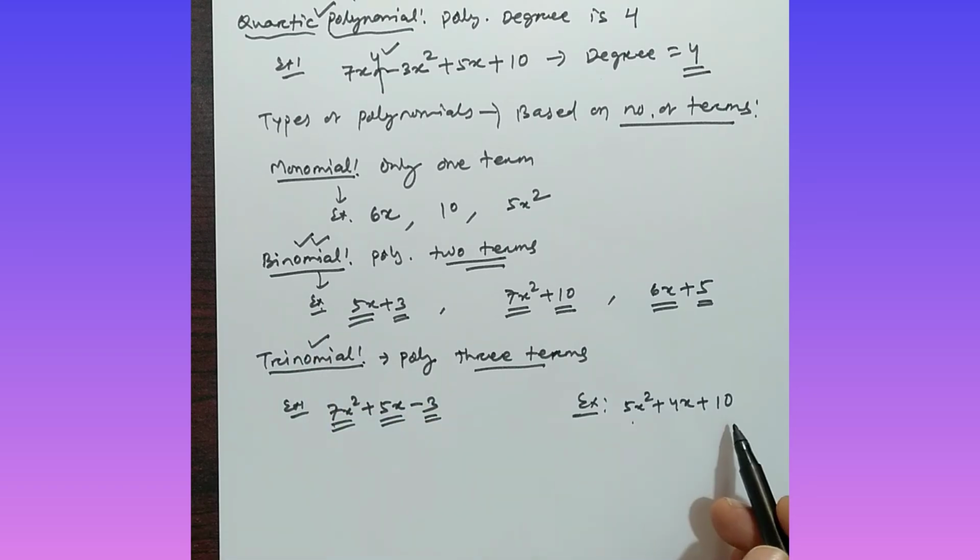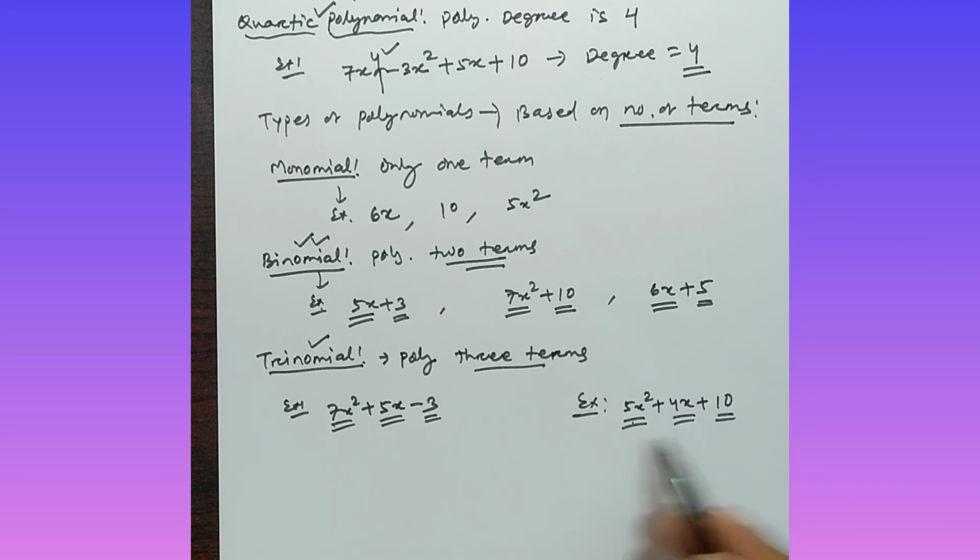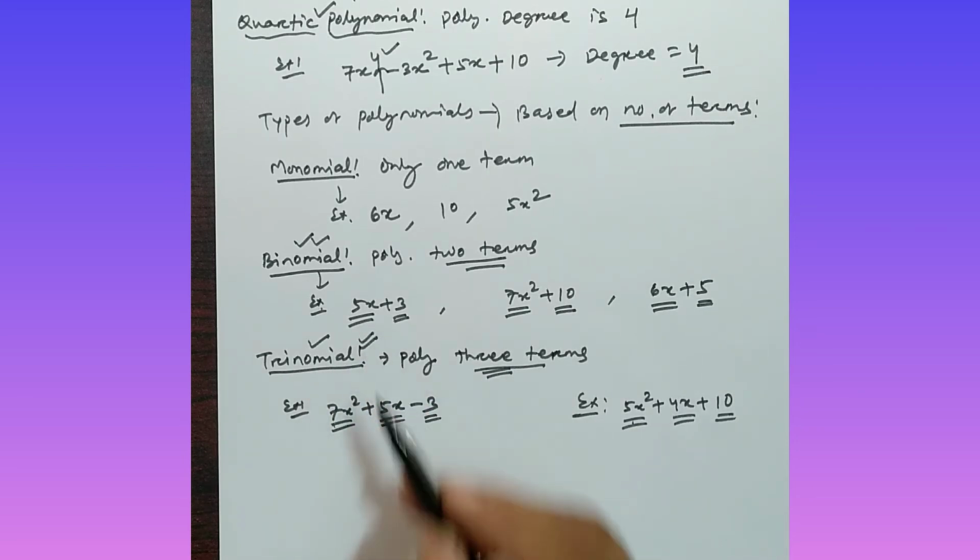So like this, look here, how many terms? First term, second term, third term. Total 3 terms. As it contains 3 terms, that is why it is called a trinomial.